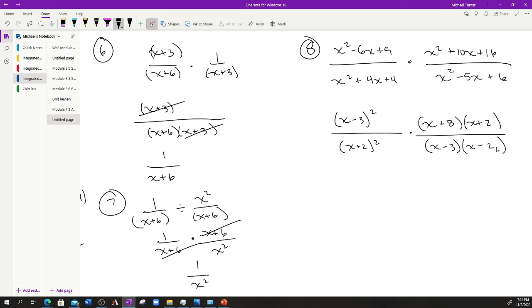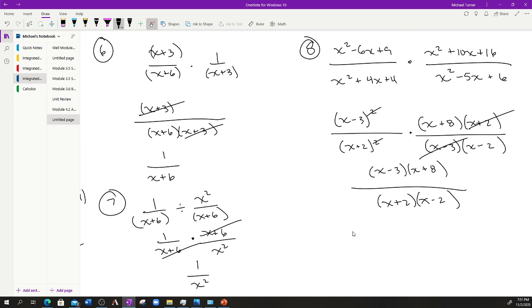So yes, there are 4 binomials here in the top and bottom, but I have an x minus 3 on top and bottom that can cancel out, and I have an x plus 2 on top and bottom that can cancel out, and so that would leave me with x minus 3 times x plus 8, and that is over x plus 2 times x minus 2. Again, if the directions say to leave it like that, then you're good.